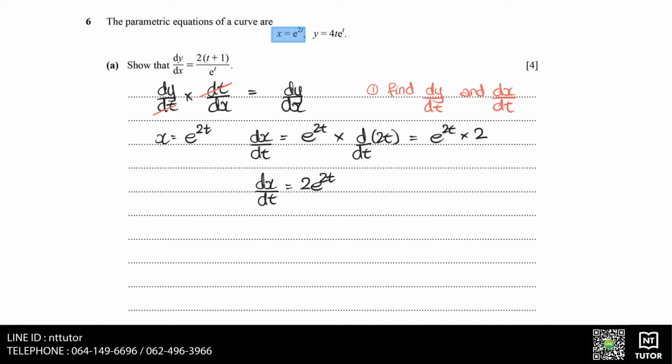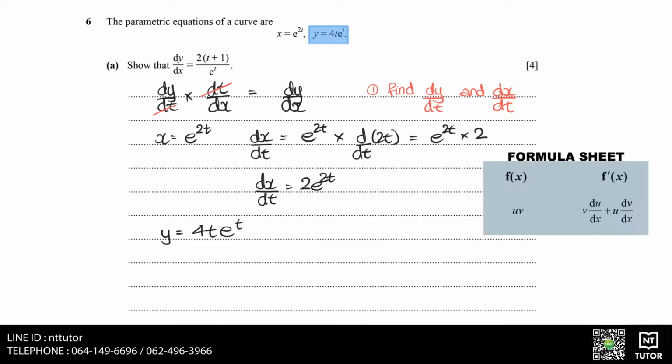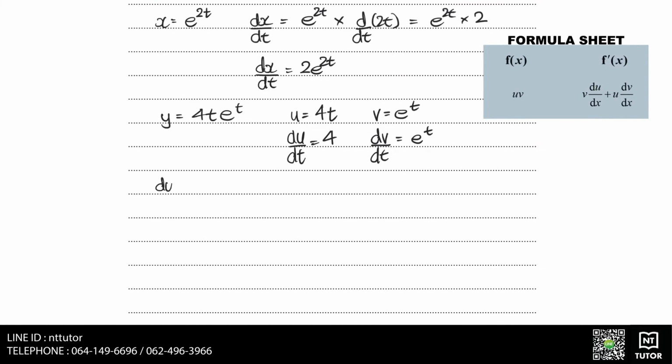For dy over dt, we differentiate y equals 4t e to the power of t with respect to t. We can use the product rule to differentiate y because we have two parts multiplied with each other. We can use u equals 4t and v equals e to the power of t. That means du over dt equals 4 and dv over dt equals e to the power of t, and we just need to put it in the formula for the product rule to get dy over dt.